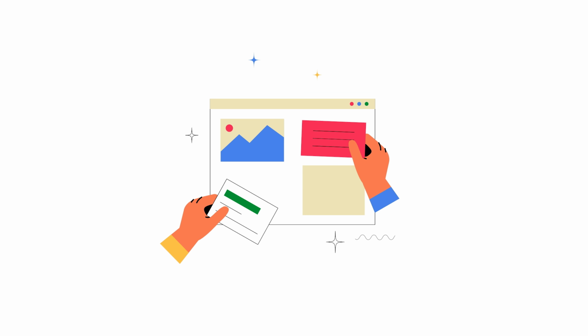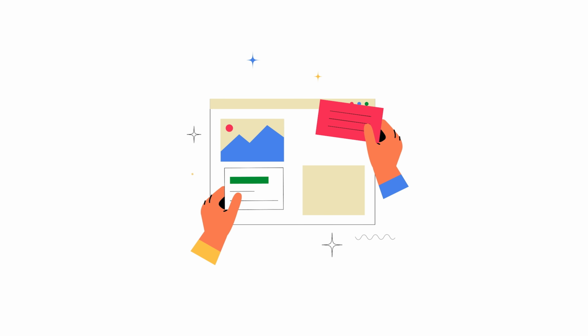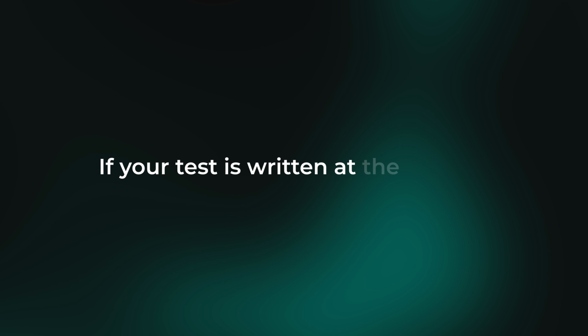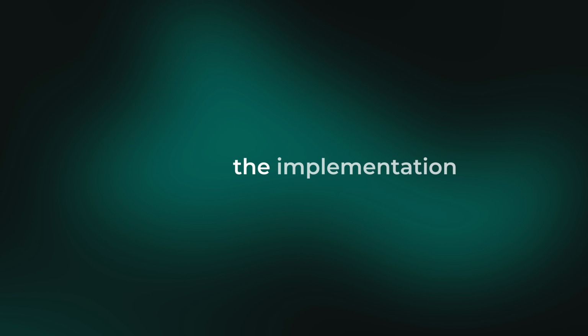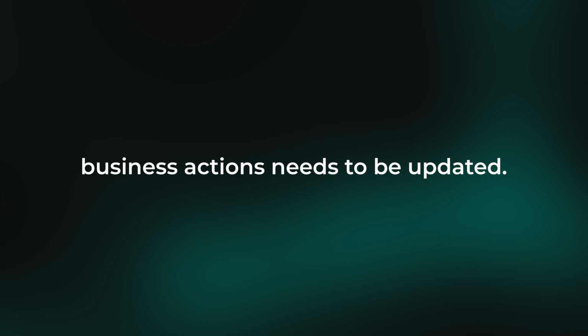Now imagine that the UI changes. The layout is different, the locators changed, or the whole UI was redesigned. If your tests are written at the business level, the implementation of the test itself doesn't change. Only the implementation of the underlying business actions needs to be updated. So the intent of the tests remains the same, even as the implementation evolves.